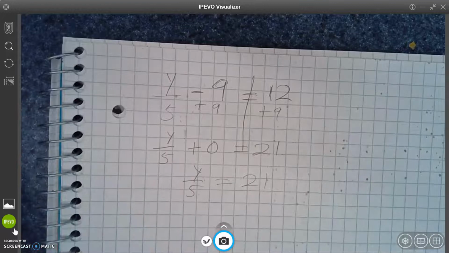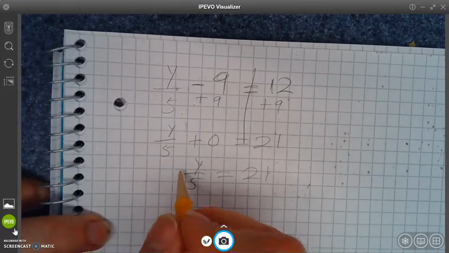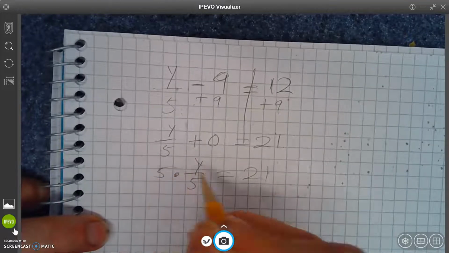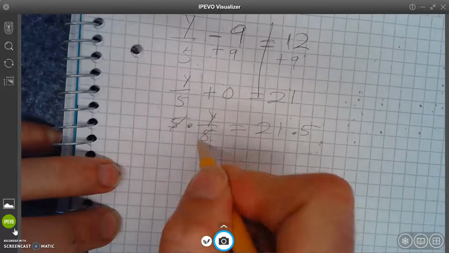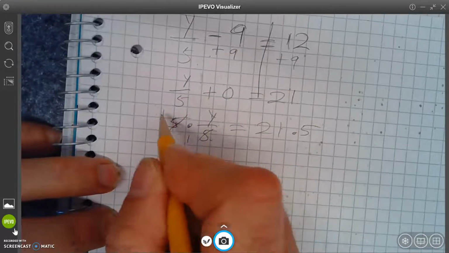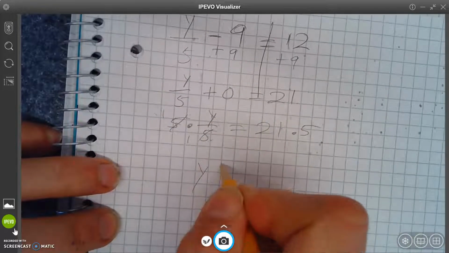Let's see if you got that. Take notes as you go. Hopefully you got what I got. What's the opposite of dividing by 5? That would be multiply by 5. 5 divided by 5 is 1. 1 times y is y. 1 times 10 is 10, etc.